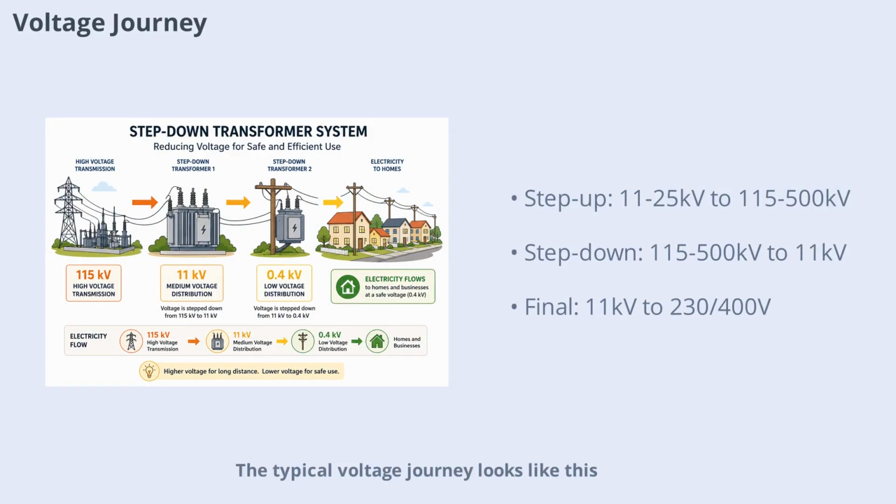A typical voltage journey looks like this. The power plant outputs between 11 and 25 kilovolts. A step-up transformer increases this to between 115 and 500 kilovolts for long-distance transmission. A step-down transformer then reduces it to 11 kilovolts for local distribution. Finally, another transformer brings it down to 230 or 400 volts for use in your home or building. Each stage is essential for efficient and safe electricity delivery.